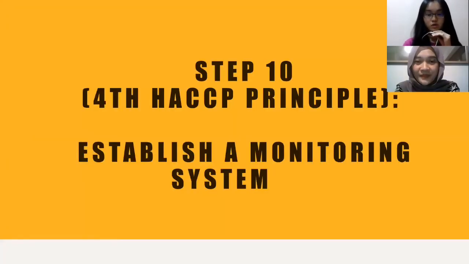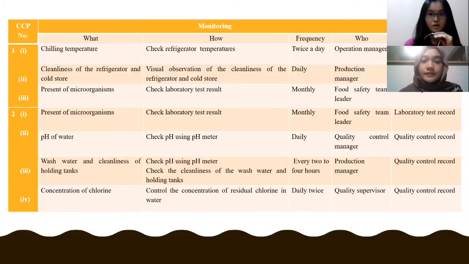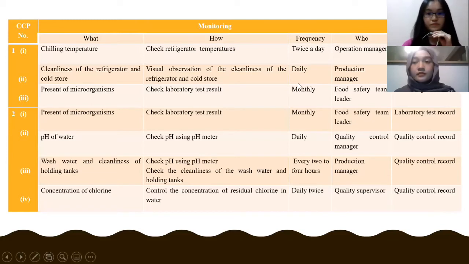Now I would like to talk about step 10, establish a monitoring system. So as you can see, for the first CCP, which is the storage of vegetable, operation manager is responsible to monitor the chilling temperature of the vegetables by checking the refrigerator temperature twice a day. So this will be recorded in cold store temperature record.